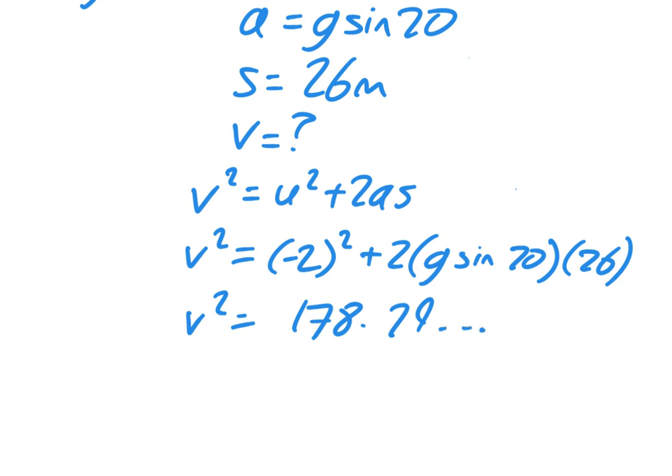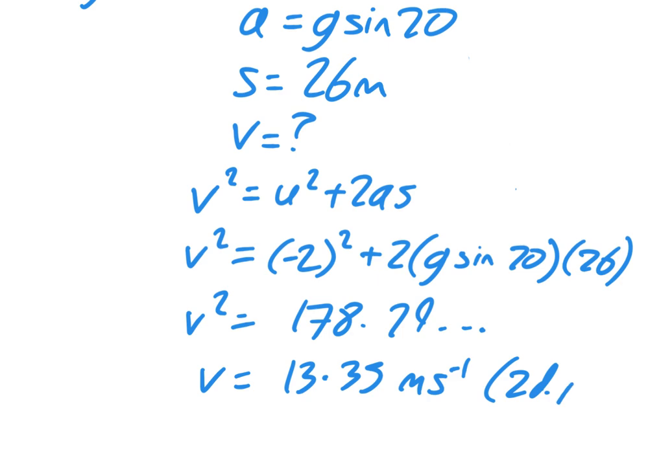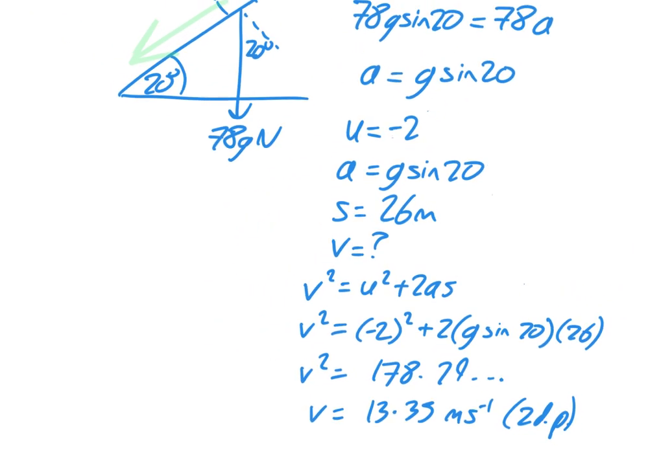And that works out as 178.29... My v then, square root that and see what I get. And I got 13.35 meters per second. And that was to 2 decimal places. Keep watching if you want to see a different way of setting this out.